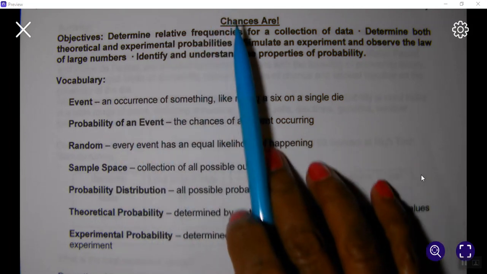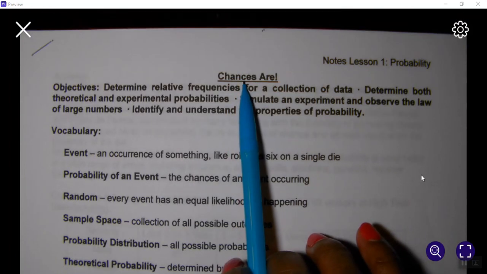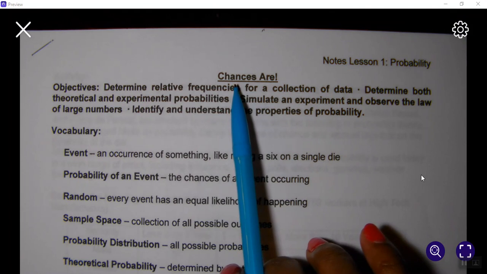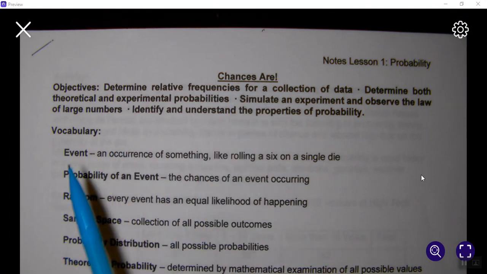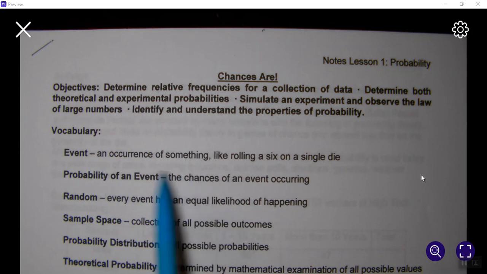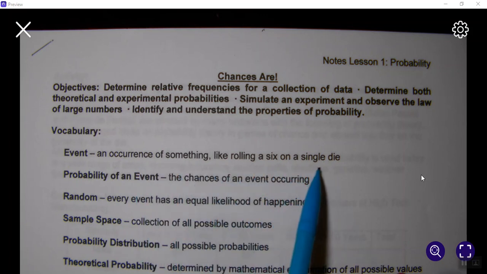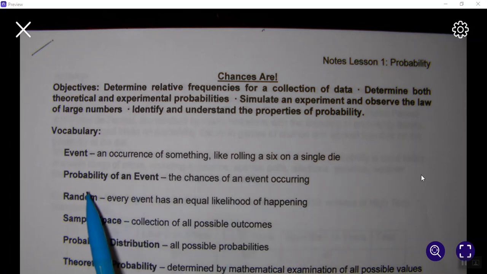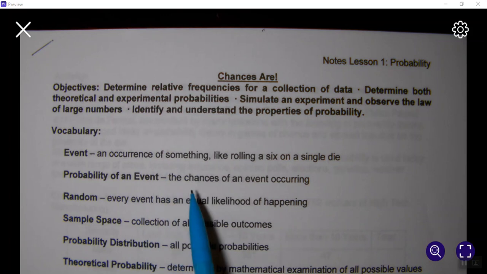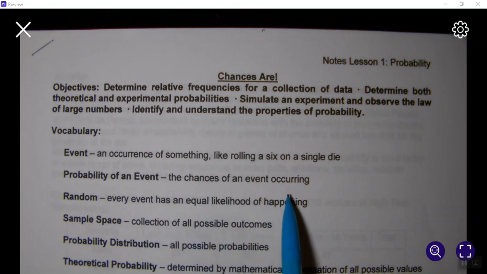When we're talking about probability, we're talking about chances. What are the chances of something happening? So that something is actually called an event. Okay, an event is an occurrence of something, when something happens, like maybe rolling a 6 on a single die. The probability of an event is the chances of an event happening. We'll study this in this unit.